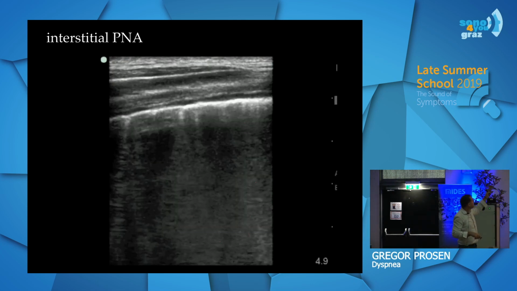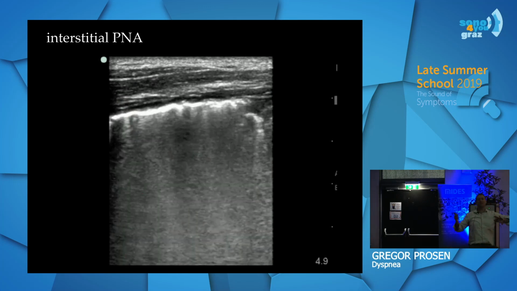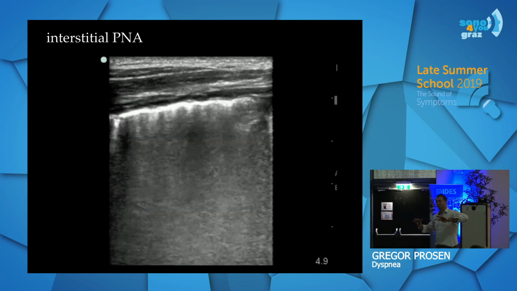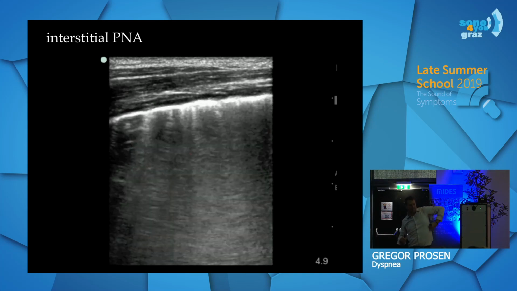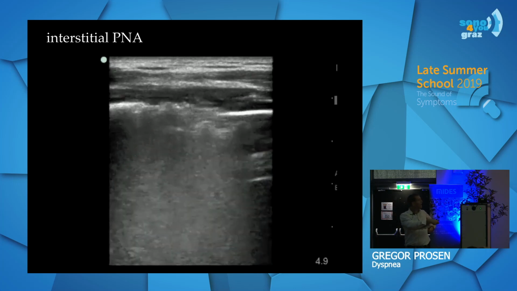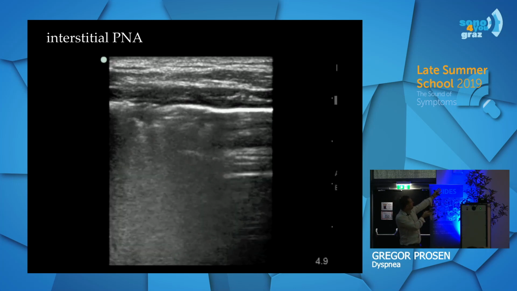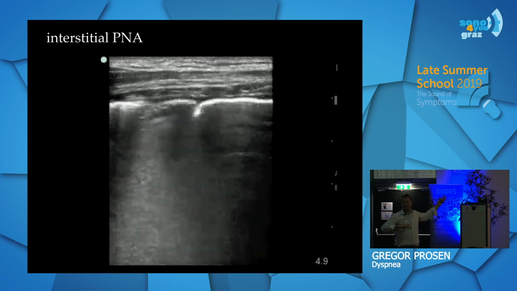This patient, your age, he came in coughing, some fever. I listened to him, and there were crackles here. I put the probe on, and I see something that is obviously not A-lines. Agree? And this is what it was.